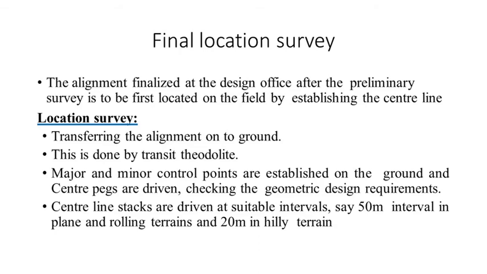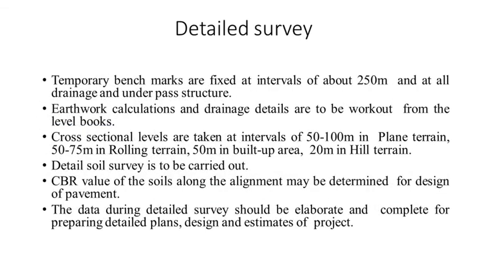Okay, so what is that detail survey? So detail survey: temporary benchmarks are fixed at intervals of about 250 meters and at all drainage and underpass structures. Earthwork calculation and drainage details are to be worked out from the level books. Cross section levels are taken at intervals of 50 to 100 meters in plain terrain, 50 to 75 meters in rolling terrain, 50 meters in built-up area, 20 meters in hilly terrain.